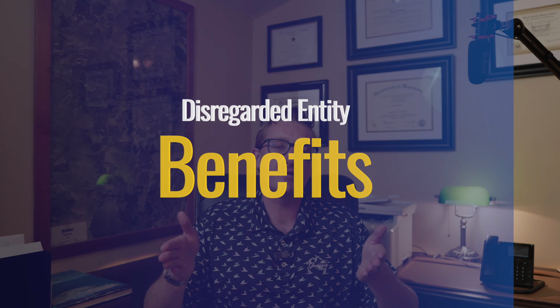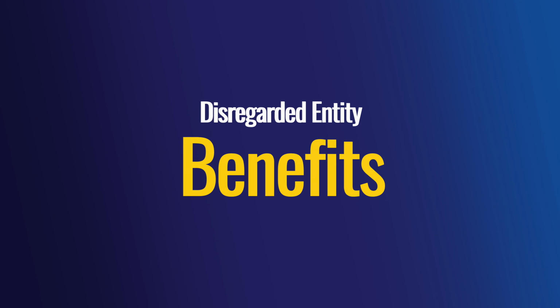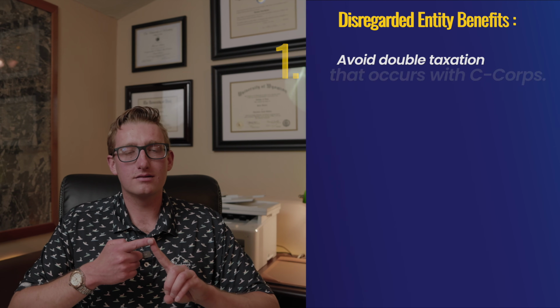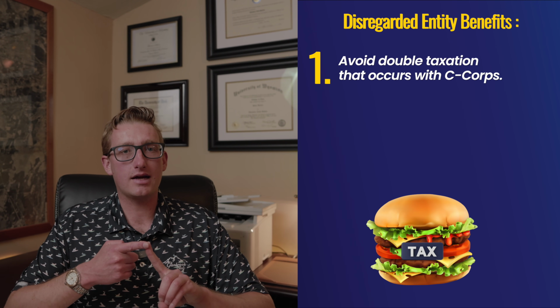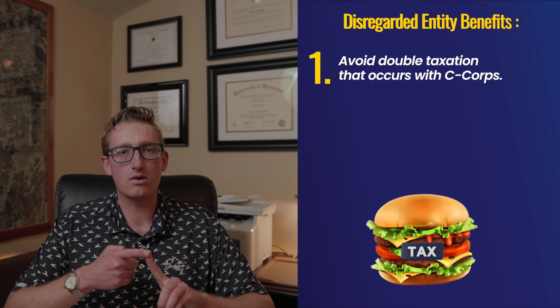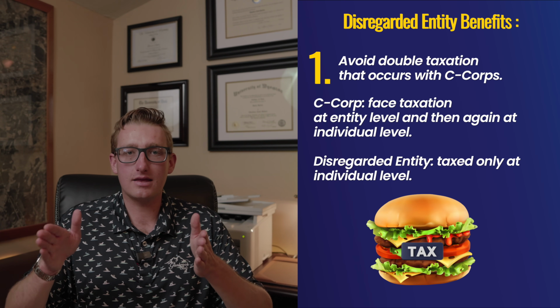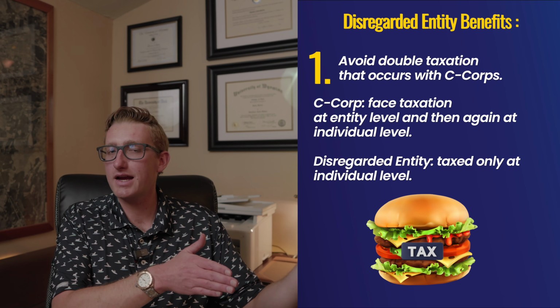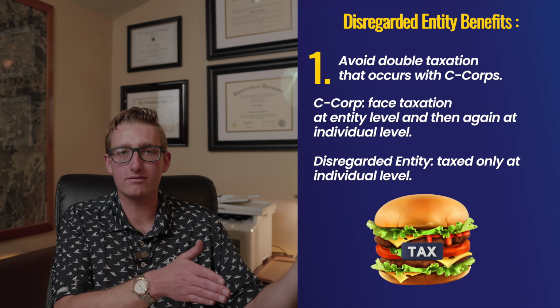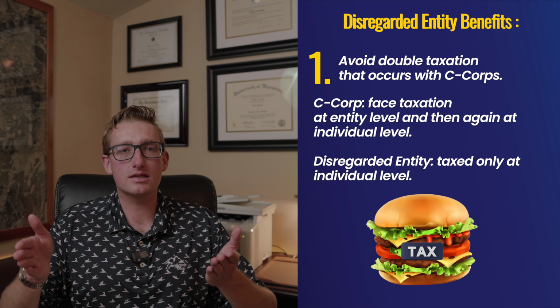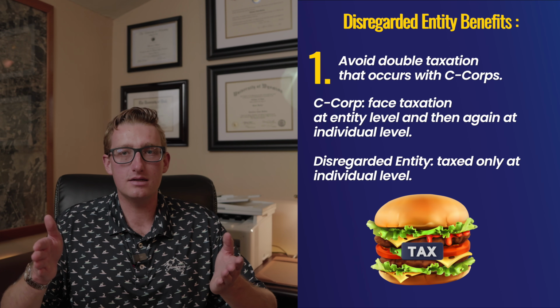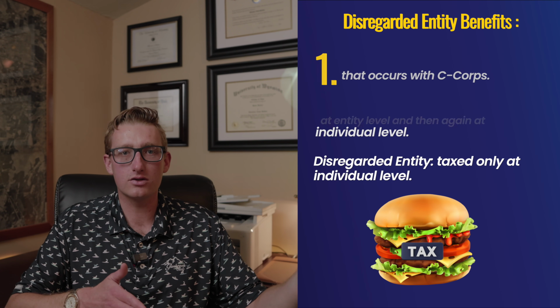There are a few benefits to being taxed as a disregarded entity. Number one, you get to avoid the double taxation that occurs with C Corps. In a C Corp, you face taxation at the entity level and then a second taxation at the individual level. But when your business is taxed as a disregarded entity, you're only taxed at the individual level.